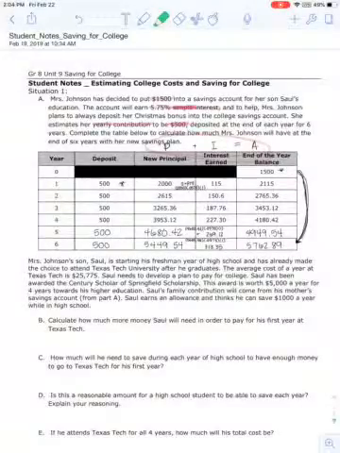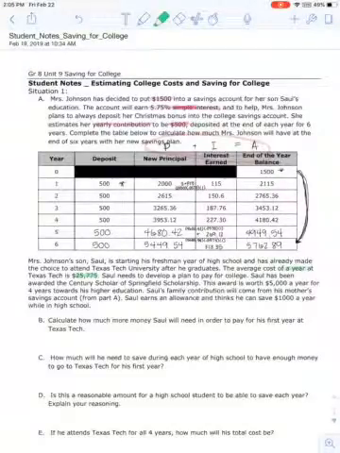Okay, make sure you have the table filled in from the first part of situation 1, and now let's jump into the second part. So Mrs. Johnson's son, who she's been saving this money for, is starting his freshman year of high school and has already made the choice to attend Texas Tech University after he graduates. The average cost of a year at Tech is $25,775. Saul needs to develop a plan to pay for college.